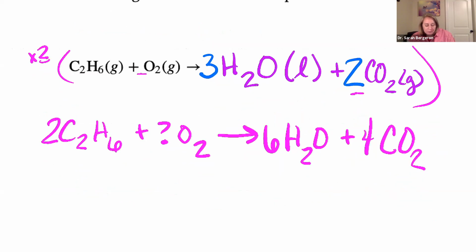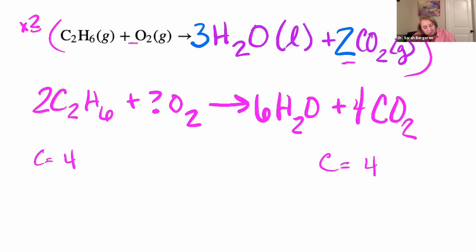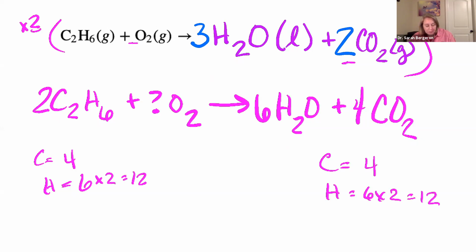So now, can I balance it? Double check and make sure your carbons work. Carbon, 2 times 2 is 4. Over here, 4 times 1 is 4, so carbon's good. Now I'm looking at hydrogens. Hydrogen on this side is 6, oh, I'm sorry, 6 times 2, which is 12. On this side, hydrogen, we have 6 again times 2, that's 12.